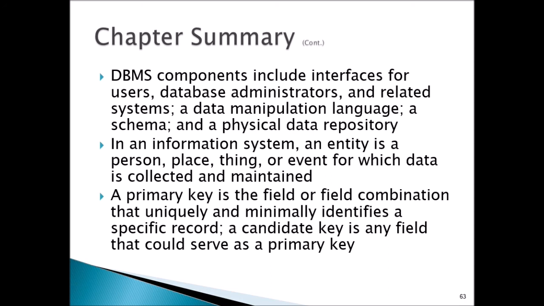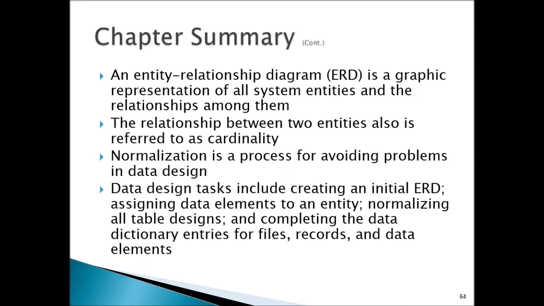In an information system, an entity is a person, place, thing, or event for which data is collected and maintained. A primary key is the field or field combination that uniquely and minimally identifies a specific record. A candidate key is a key that could serve as a primary key. An ERD, or Entity Relationship Diagram, is a graphic representation of all system entities and the relationships among them. The relationship between two entities is also referred to as its cardinality.